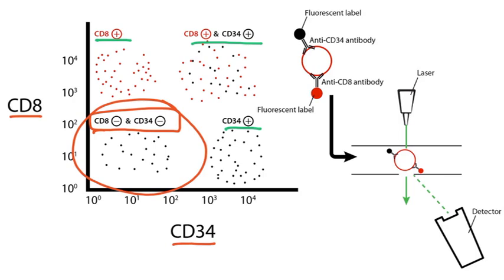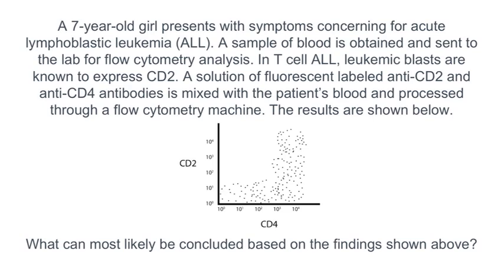Okay, let's do a question so you can see how this can be used clinically. A 7-year-old girl presents with symptoms concerning for acute lymphoblastic leukemia. A sample of blood is obtained and sent to the lab for flow cytometry analysis. In T-cell ALL, leukemic blasts are known to express CD2. A solution of fluorescent labeled anti-CD2 and anti-CD4 antibodies is mixed with the patient's blood and processed through a flow cytometry machine. The results are shown below. What can most likely be concluded based on the findings shown above?